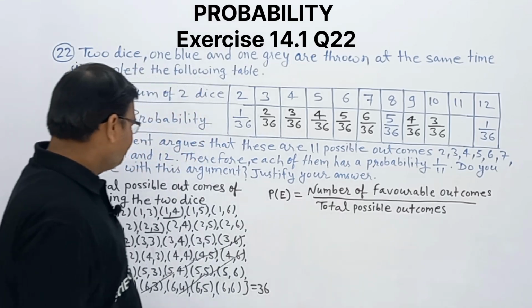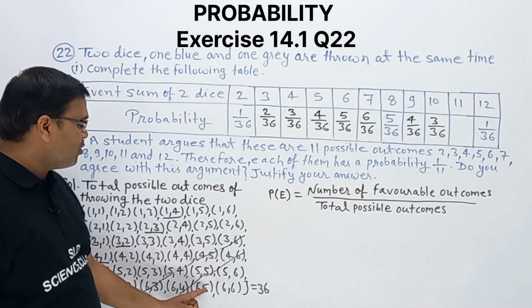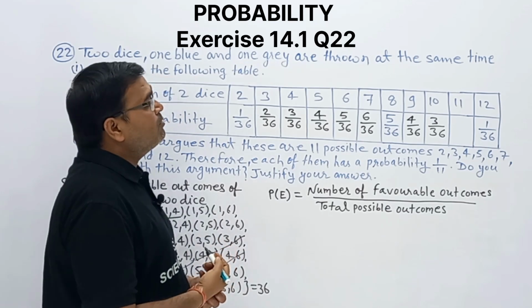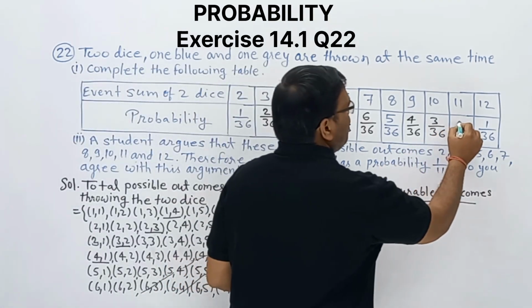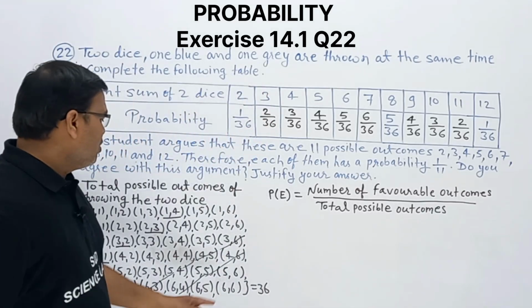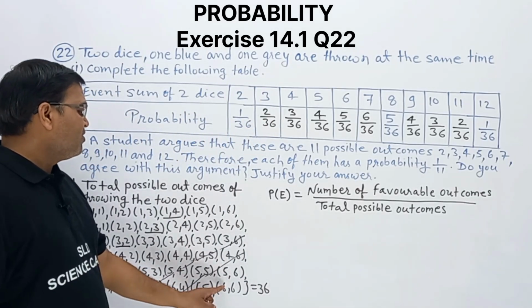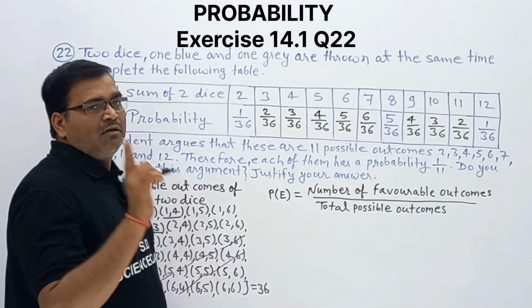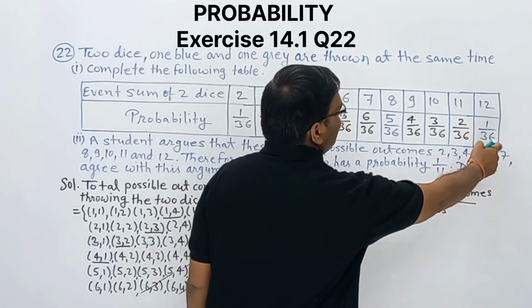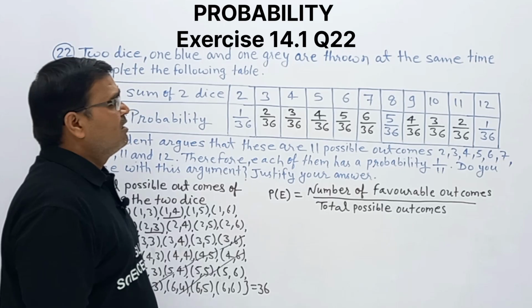Next one, 11. 5 comma 6 and 6 comma 5. These two outcomes having sum 11. So 2 upon 36. Last one, 12. Only 6 comma 6 having sum 12. So number of favorable outcomes will be what? 1. 1 upon 36. Clear?